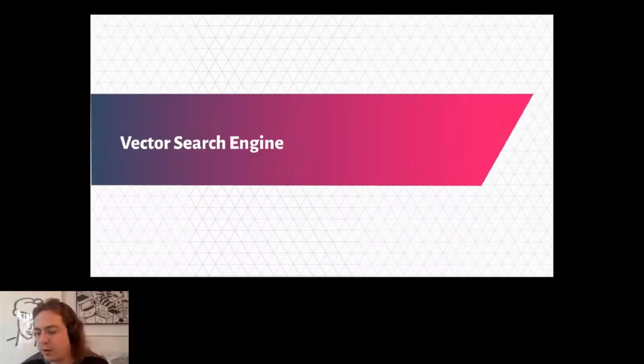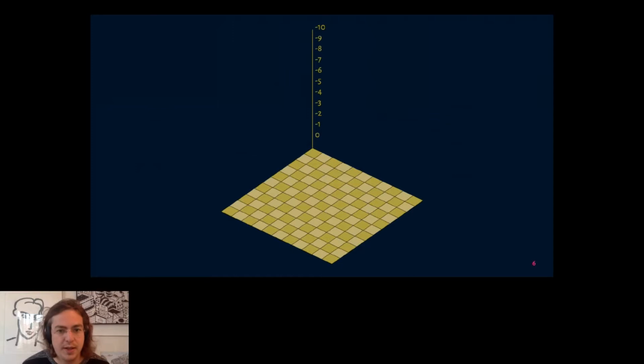So a little bit more about the vector search engine. So actually, what is a vector search engine and how does it work? What's different from a vector search engine as opposed to a traditional search engine is that the vector search engine does not store its data in rows or columns or in a traditional graph, but it stores it in a space.